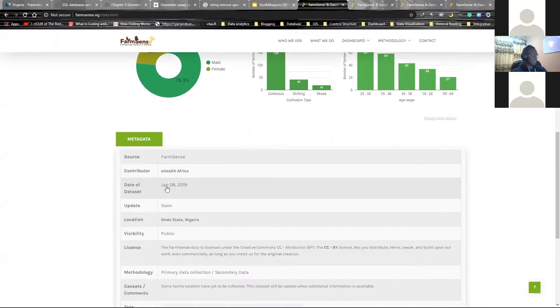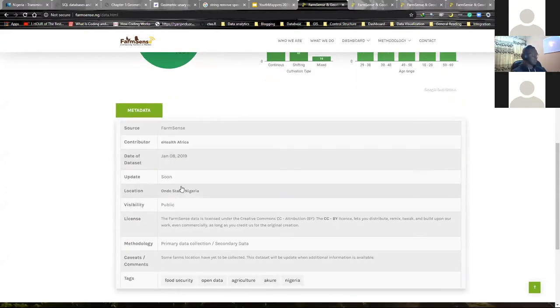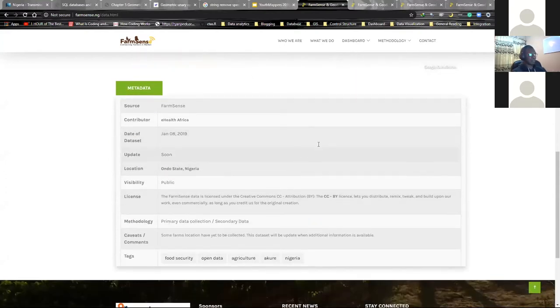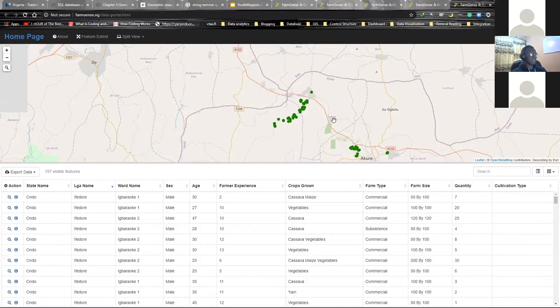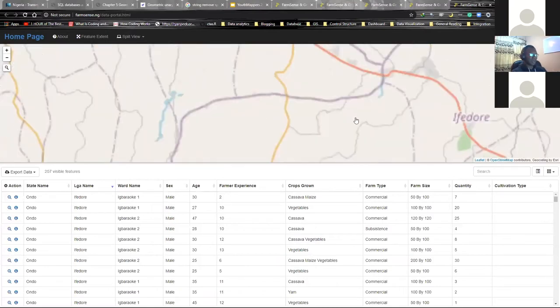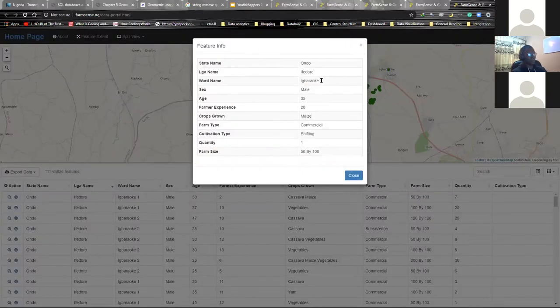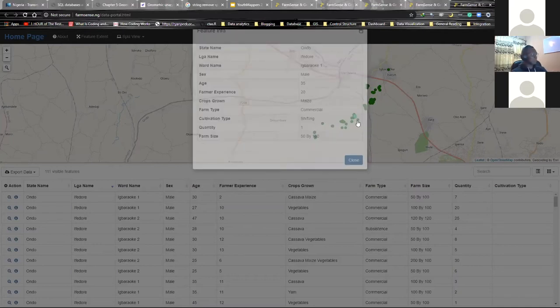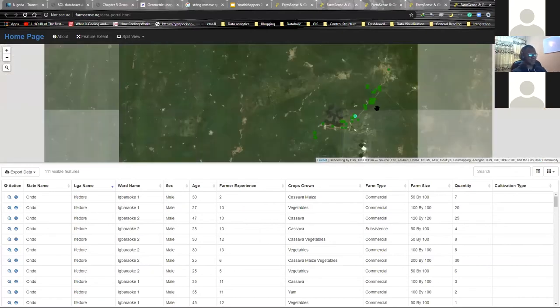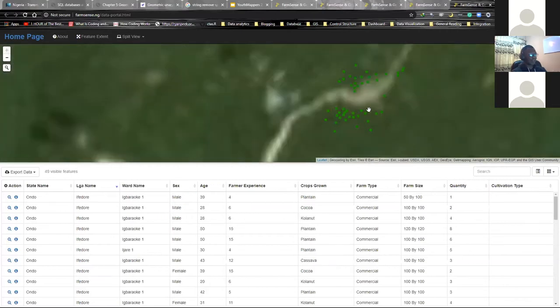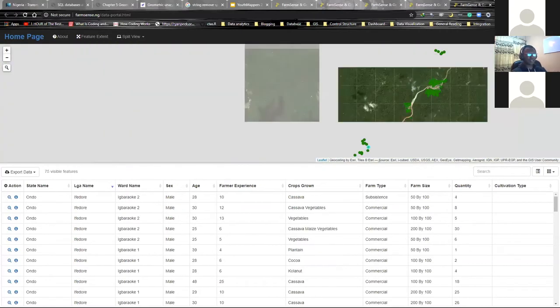And the metadata, so this data set was last updated in January 2019 and some of the instructions about it. And then we have the data portal, which is this. So these are some of the data that we collected. So we have Ibaroke in Ondo State, Federal, age 35, farm size 50 by 50. Well, so these were some of the deliverables, so you could actually check the area map just to see where it's falling into. And you could scroll down a little bit, and then the street map.